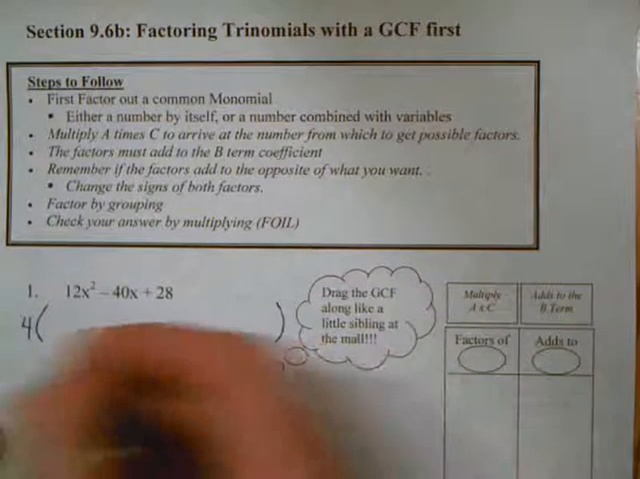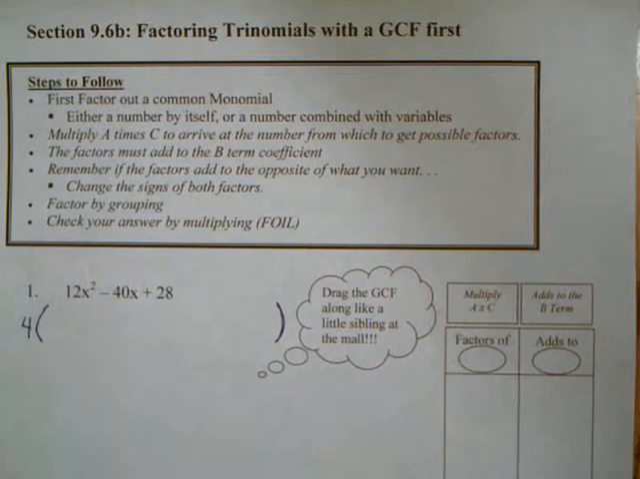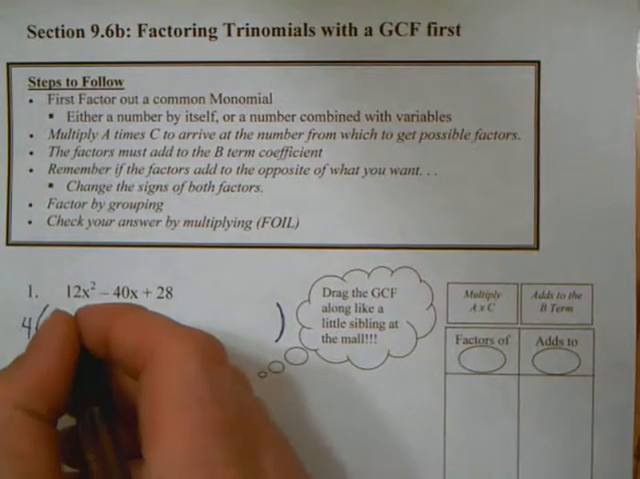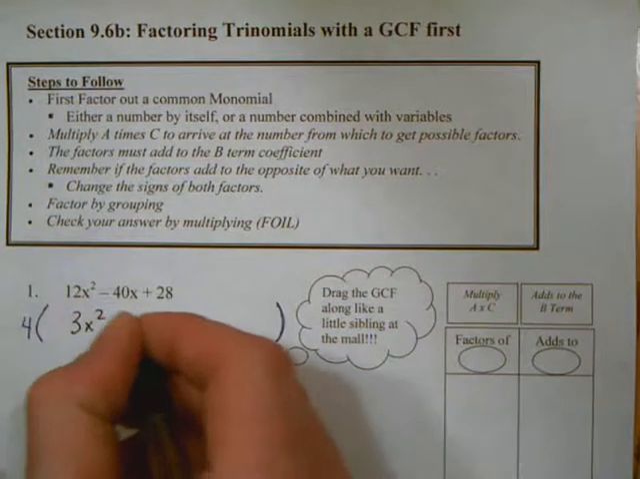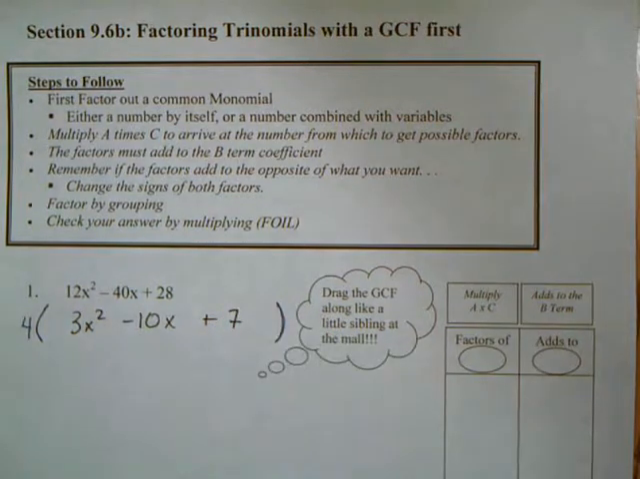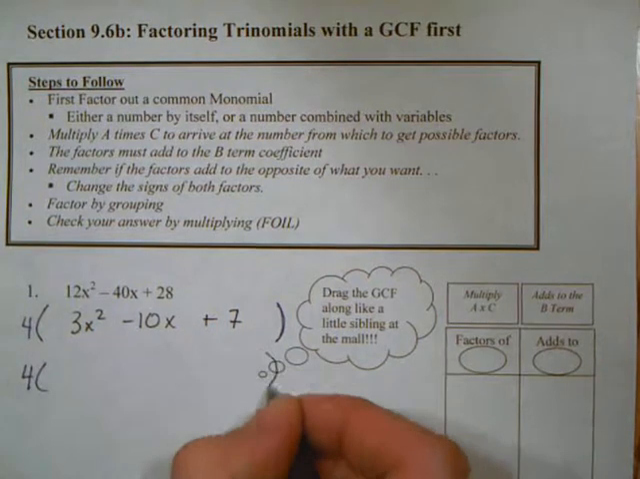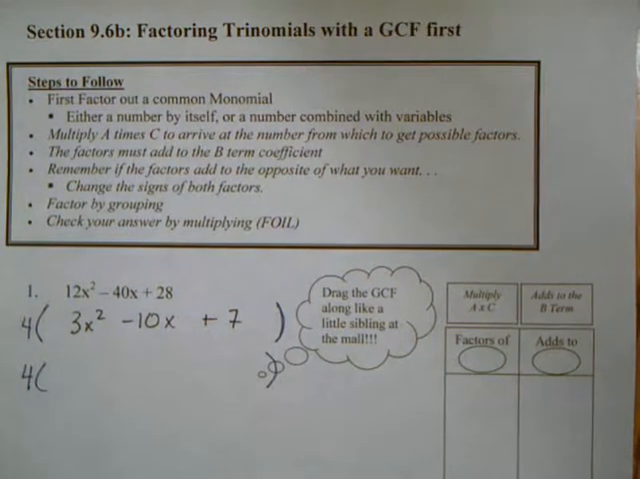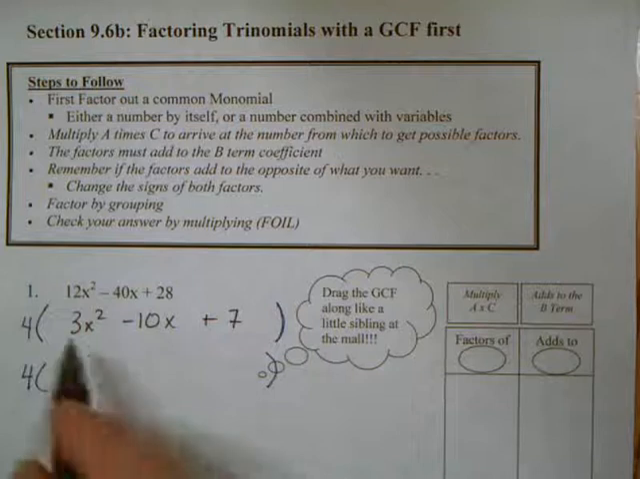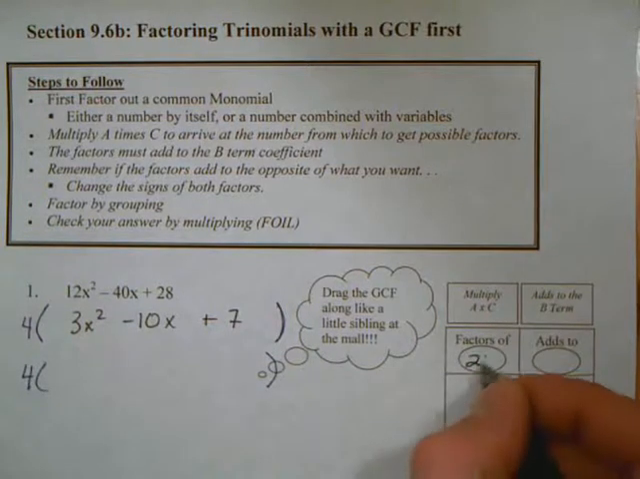So I'm going to put a very large dark blue parentheses around, and I'm going to take that 4 out. Now that I've done that, I'm going to have 3x squared minus 10x plus 7 left inside. Just like you have in an Excel spreadsheet, that 4 is going to have to come down on each step of our problem as we continue through. Now we do the inside problem as our real problem.